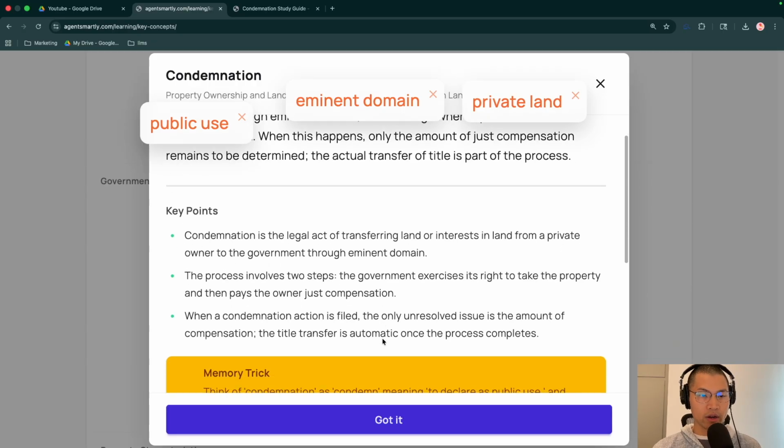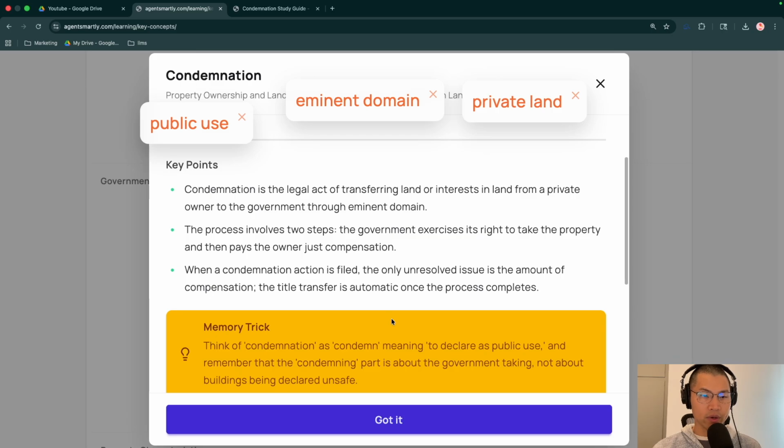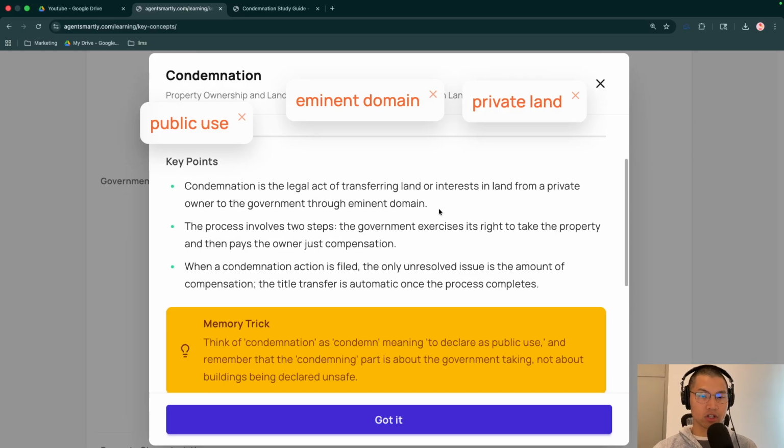So now let's take a look at some key points for this concept. Condemnation is a legal act of transferring land or interest in the land from the private owner to the government through eminent domain. And the process involves two steps. Step one, they take the property, and second, they pay you the money. So let me highlight this as well.